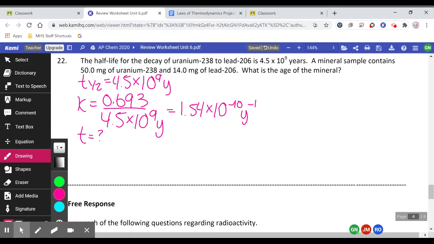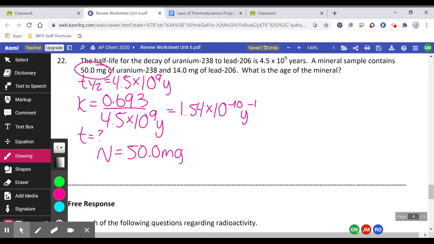It used to be uranium, right? And so as the uranium decayed through that amount of time, it became that lead. So what we're going to need to do is use the 50 as our N, because that's how much uranium we have now. And then we're going to have to convert that 14 milligrams of lead that we have now to how much uranium that would be, okay?